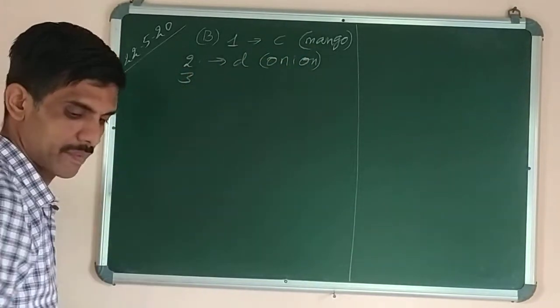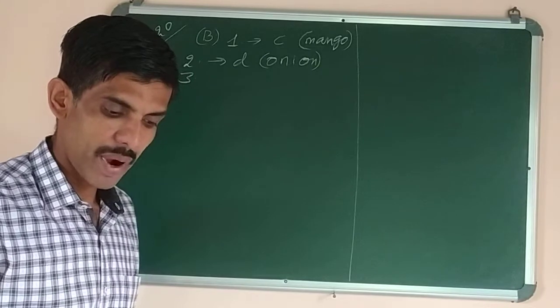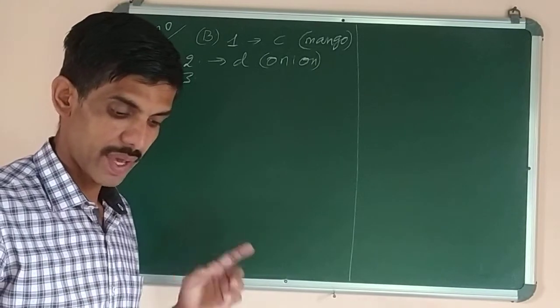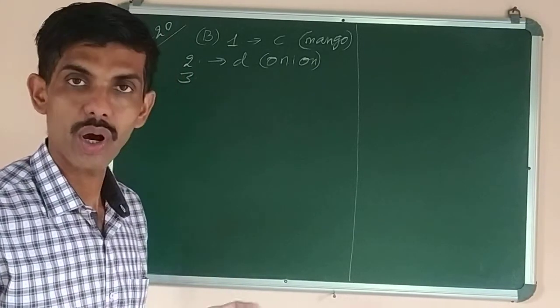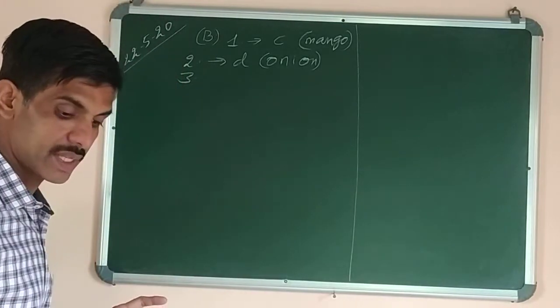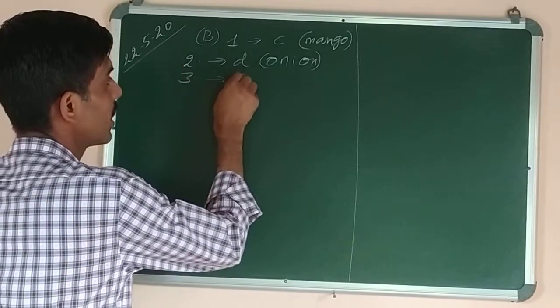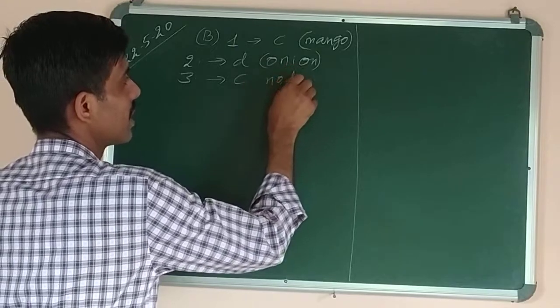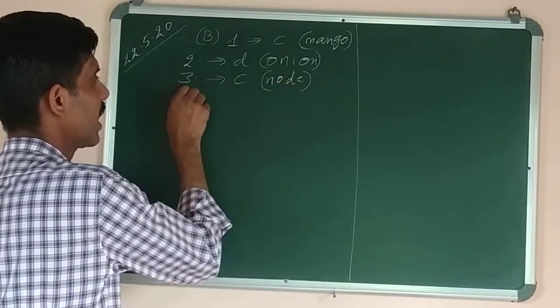Then third one is, which is not a part of the leaf? Apex, margin, node or petiole. So answer is number C, node. Node is not a part of the leaf. It is a part of the stem from where the leaf arises.